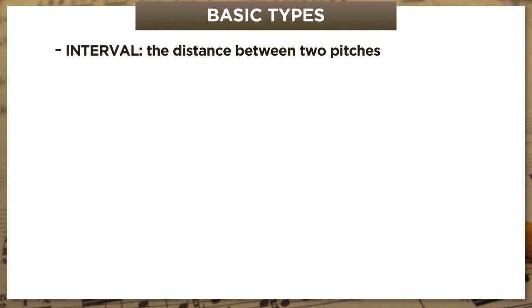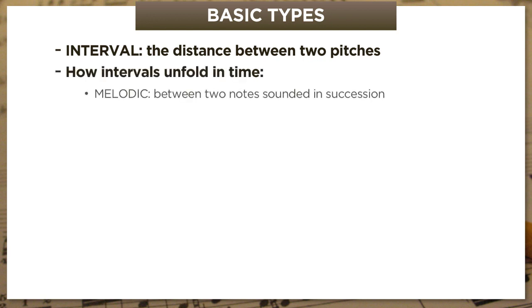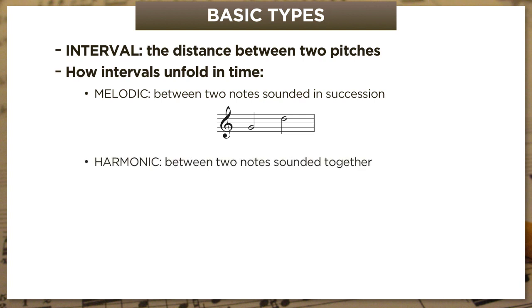But before we get into anything too specific, we want to make a few broad distinctions. The first has to do with how intervals unfold in time. Because on the one hand, we have melodic intervals. That's between two notes that sound in succession, say G going to D. And on the other hand, we have harmonic intervals, which is two notes sounded together. So here's the same notes played at the same time.